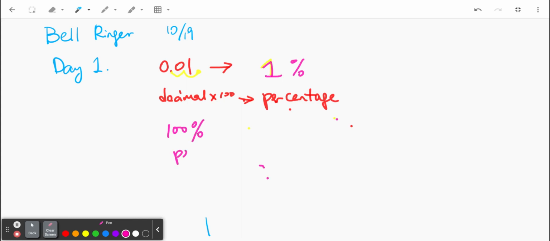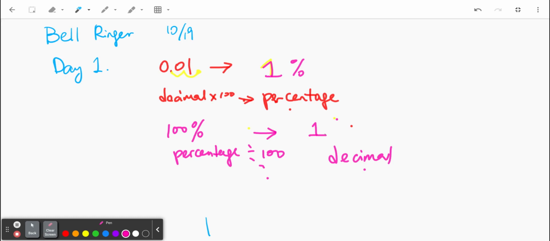Vice versa, if I give you 100%, okay? So you have a percentage and you want to get to a decimal, what do you have to do? You got to divide by 100, and it will give you a decimal. So 100% divided by 100 is what? 1. So 100% is 1.